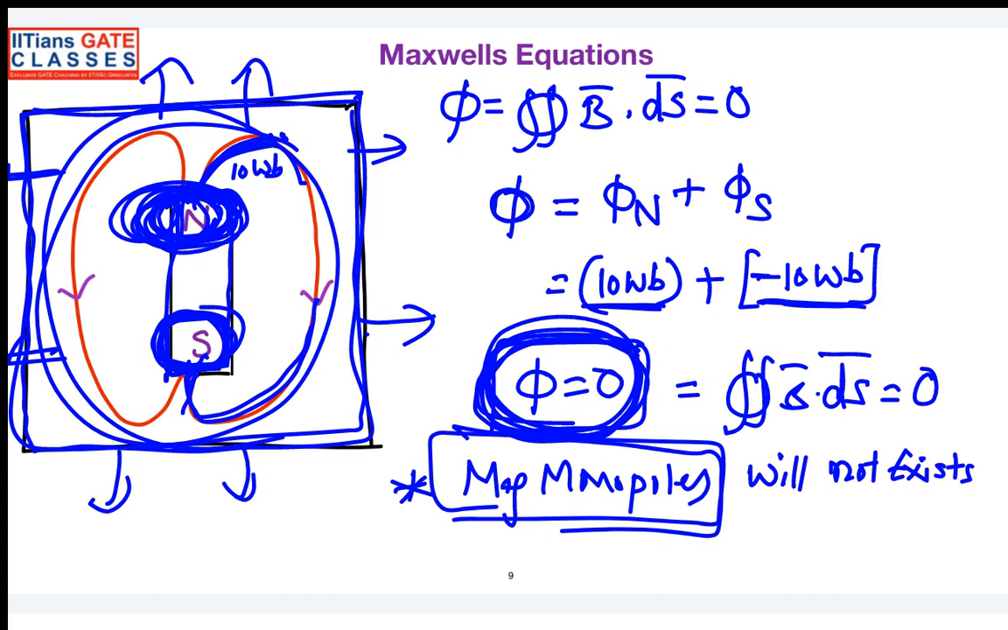So do you remember what will be the net electric flux leaving the closed surface? If it is electric flux, what will be the net electric flux leaving the closed surface?